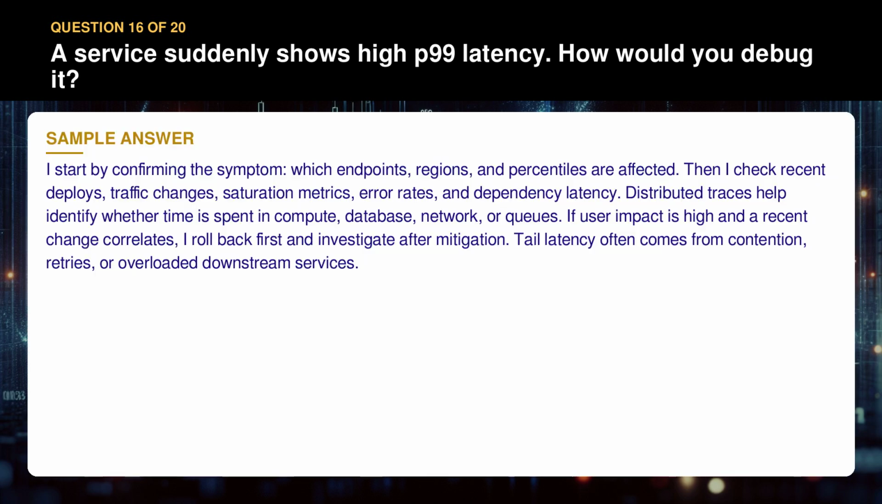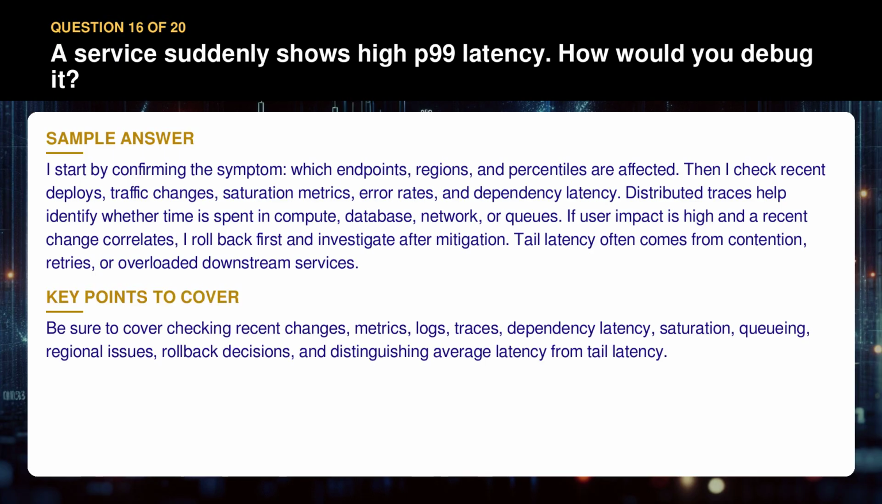I start by confirming the symptom, which endpoints, regions, and percentiles are affected. Then I check recent deploys, traffic changes, saturation metrics, error rates, and dependency latency. Distributed traces help identify whether time is spent in compute, database, network, or queues. If user impact is high and a recent change correlates, I roll back first and investigate after mitigation. Tail latency often comes from contention, retries, or overloaded downstream services.